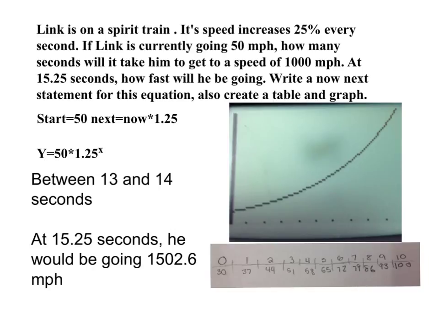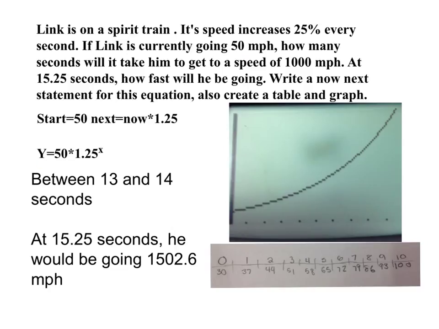Write a now-next statement for this equation and create a table and a graph. As we can see, we start at 50 miles an hour right here, and the rate of change is 25%. So start equals 50, next equals now times 1.25, because we're adding 25% to every second.